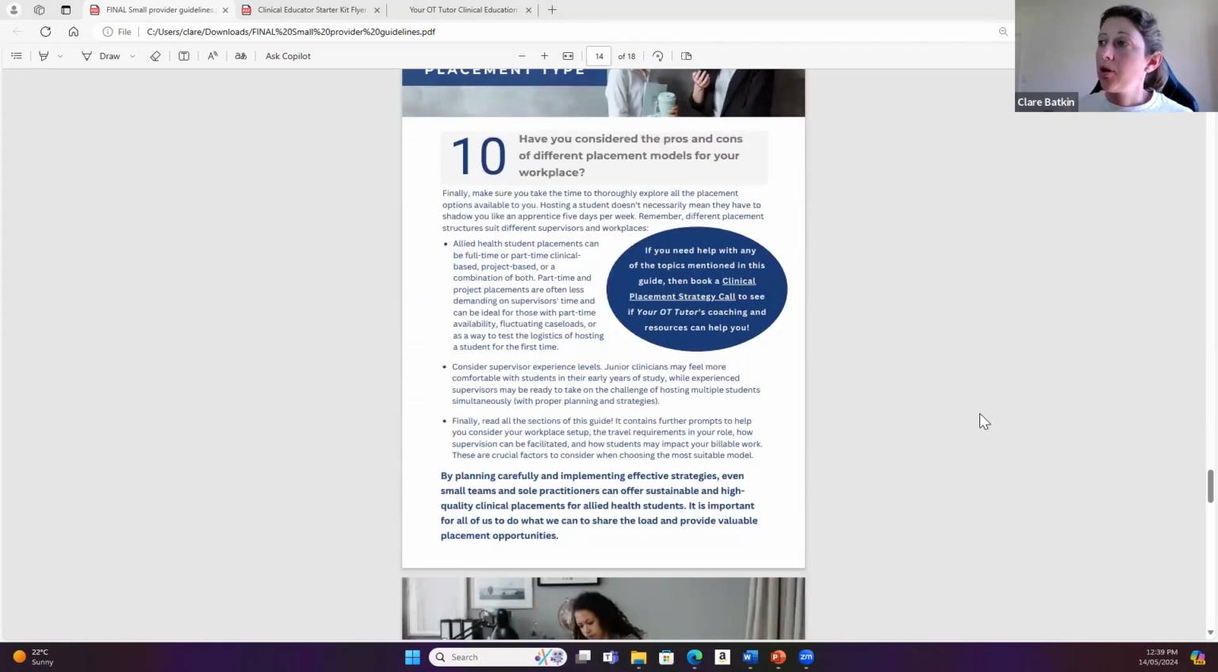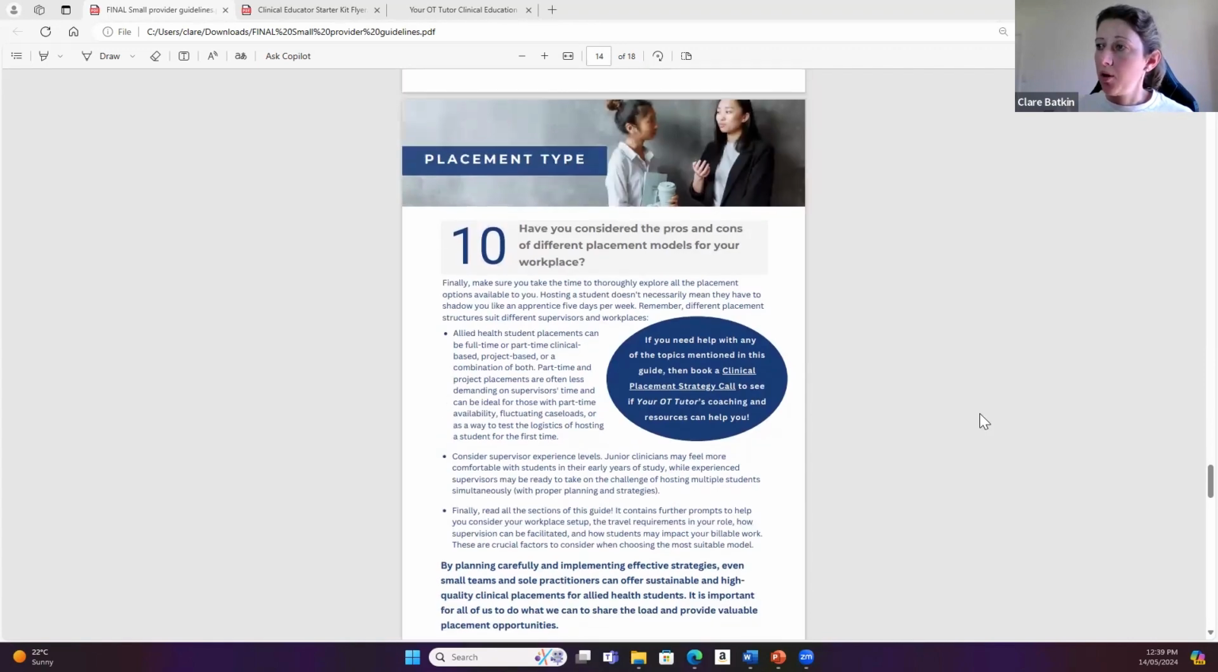And finally, placement type. Have you considered the pros and cons of different placement models for your workplace? There are so many different ways that you can host a student placement. While universities traditionally still give their offers out in blocks of placements, many have a lot of capacity to offer more flexible placements, part-time placements, split clinical and project placements, or just project placements. Basically, have a think about what you can offer and then reach out to some of your local universities to see if there's something that would actually fit how they operate their student placements.